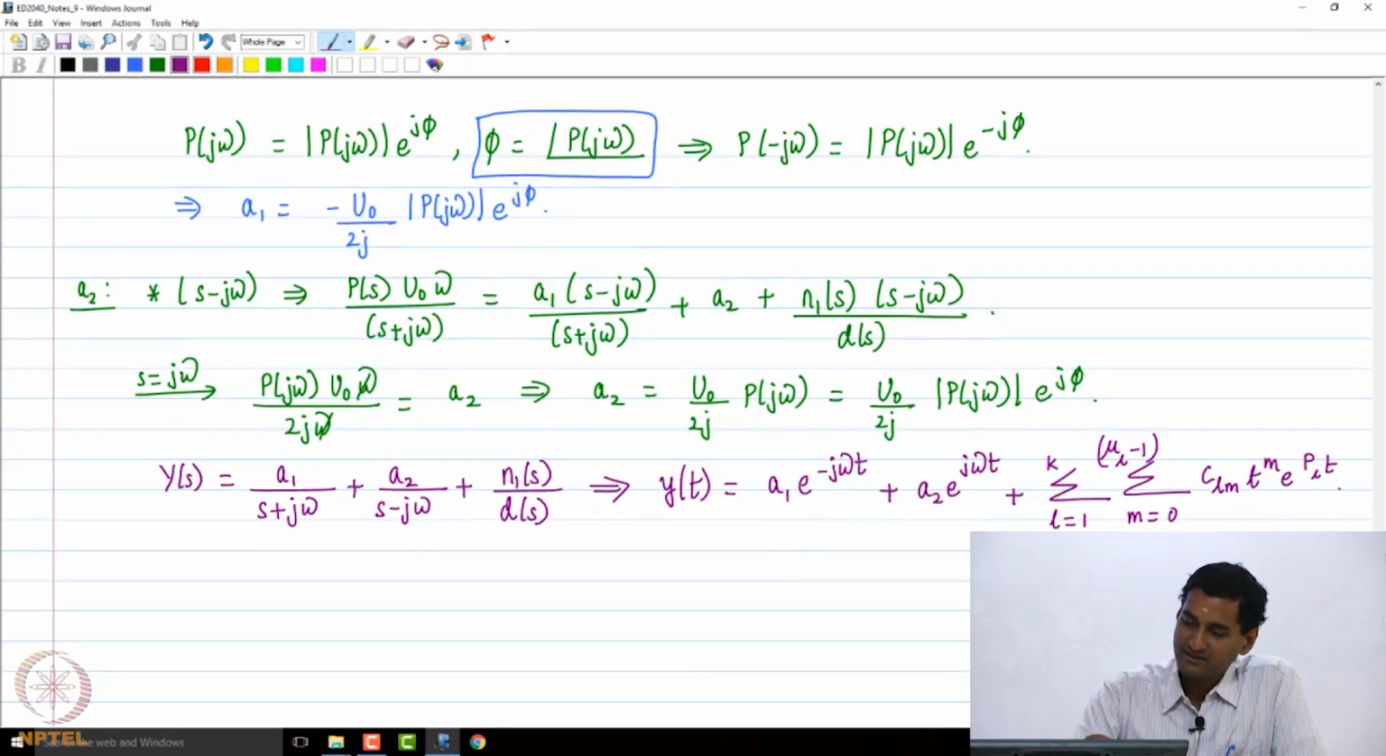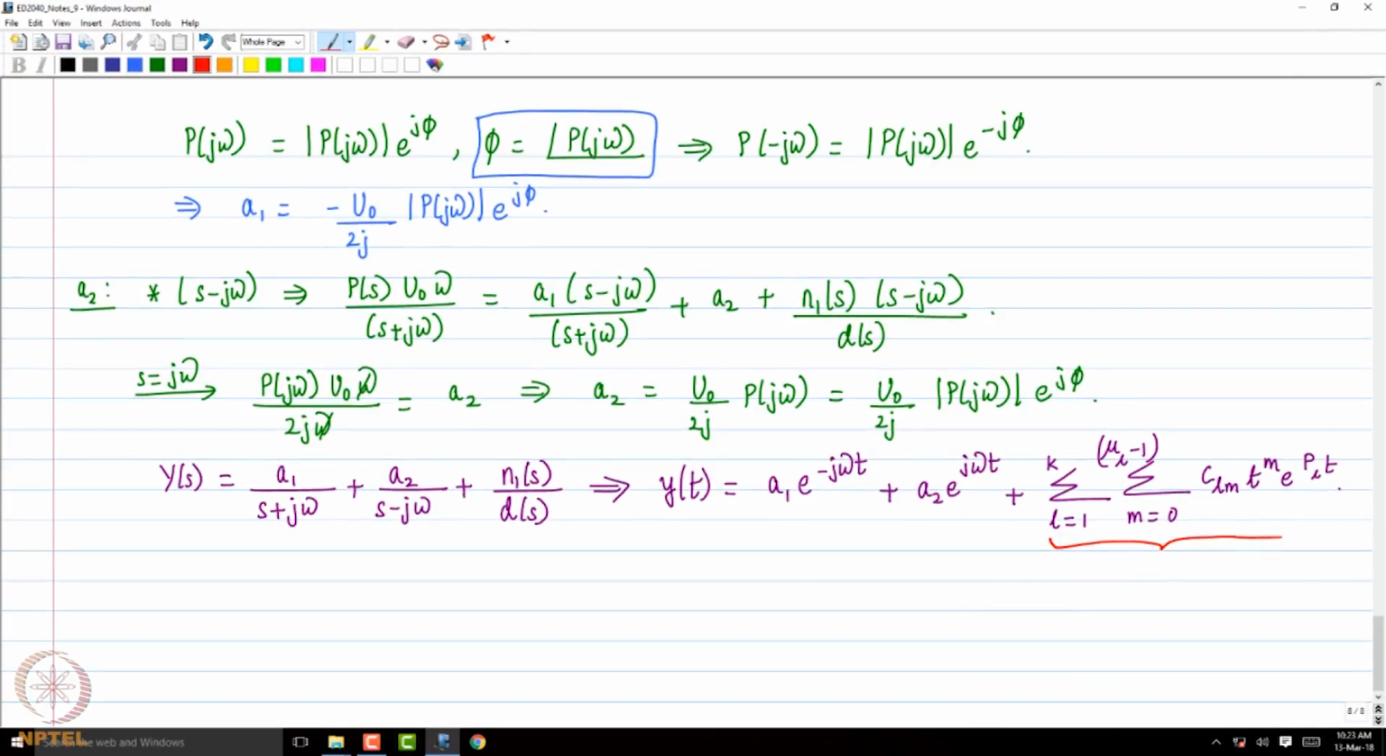What can I say about this term as t tends to infinity? What can I say about all these terms as t tends to infinity? The system is stable, right? Stable system means all poles are on the left of the complex plane. So what can I say about the exponential terms? What will happen to them? It doesn't matter whether the poles are real or complex conjugates. What's going to happen to all the terms as t tends to infinity?